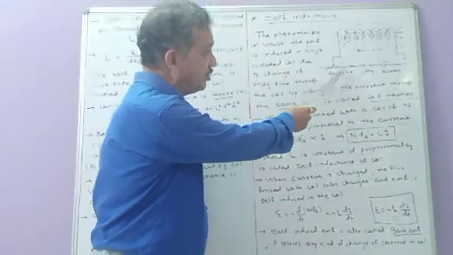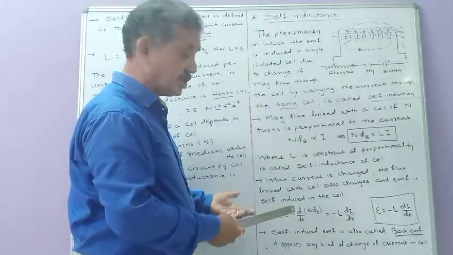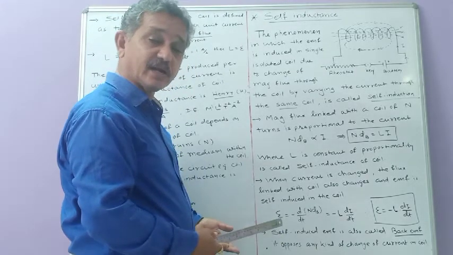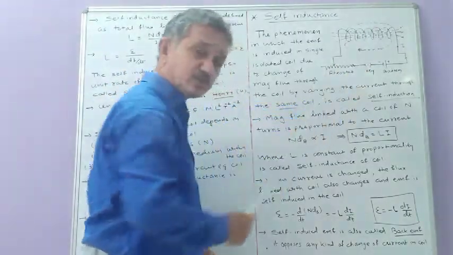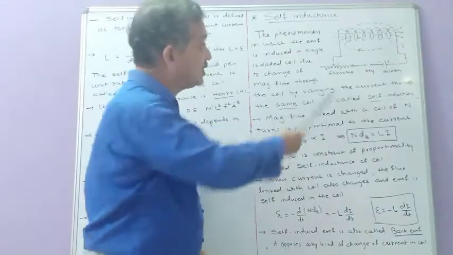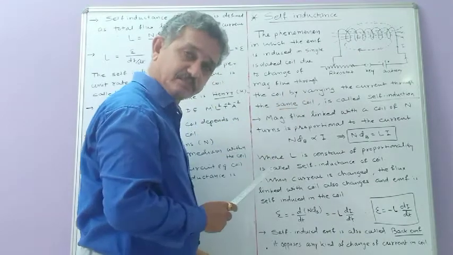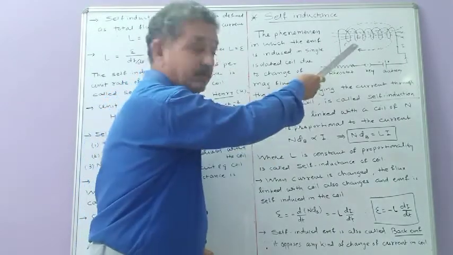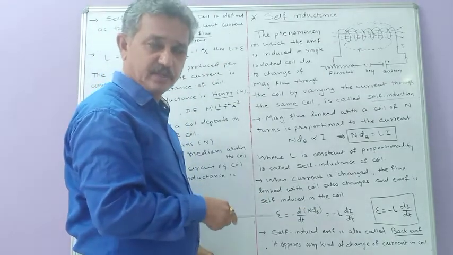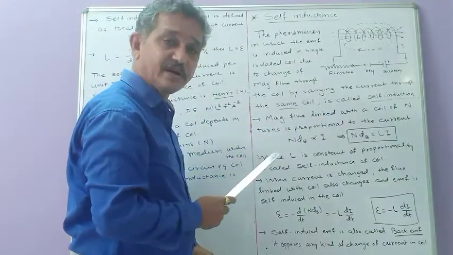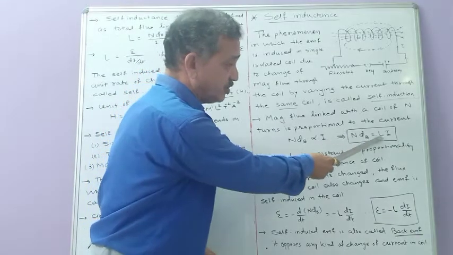So by changing the value of current passing through this coil with the help of this rheostat, you can change the magnetic flux. And as there is a change of magnetic flux, according to Faraday's law, an EMF is induced between the two ends of this coil. And this induced EMF generated in the coil only because of the current changing through the coil itself is known as what? Self-induced EMF. And this phenomenon is known as what? Self-induction phenomenon.